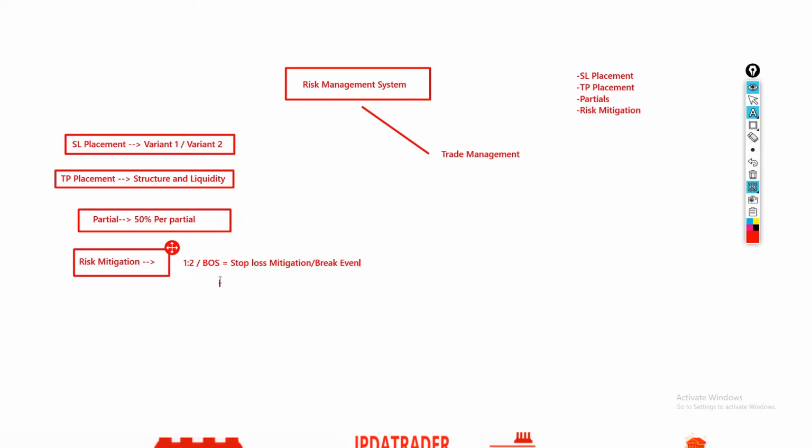So this means that every time I hit a 1 to 2, or a break of market structure occurs in my favor as I'm in the trade, I can mitigate my stop loss below lows or highs, or to break even. Both scenarios are possible, and I want to decide that in regards to the trade that I'm actually taking, right? So this is the rule for risk mitigation.